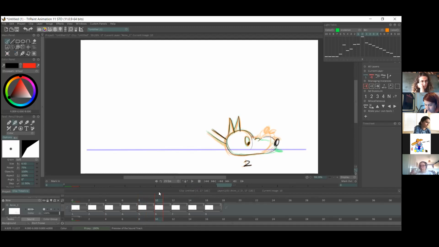Okay, so you can always, if you can, add an extreme before it comes back to a keyframe. You can always ease it in a little bit as well.